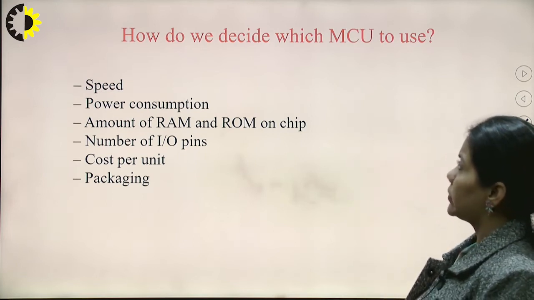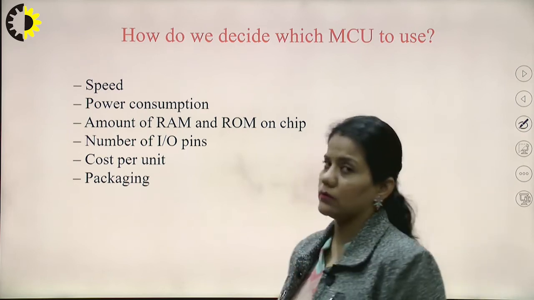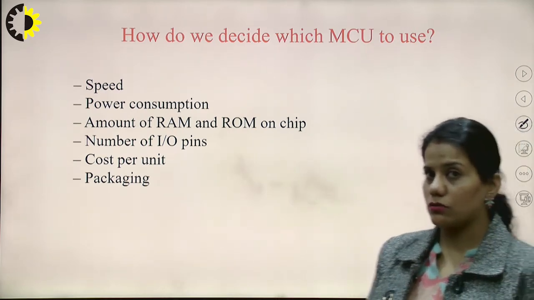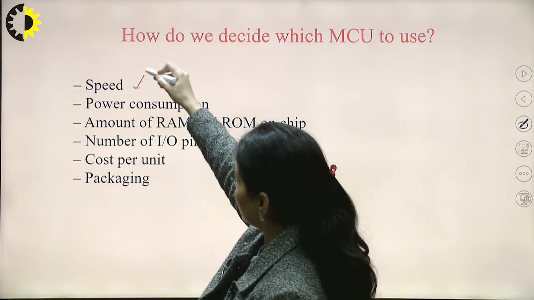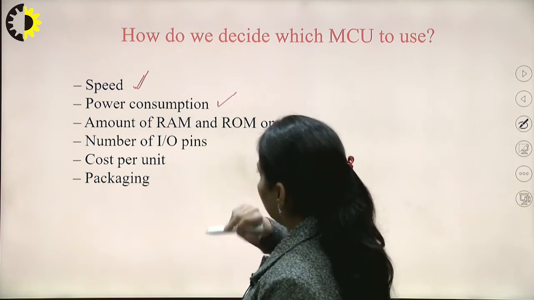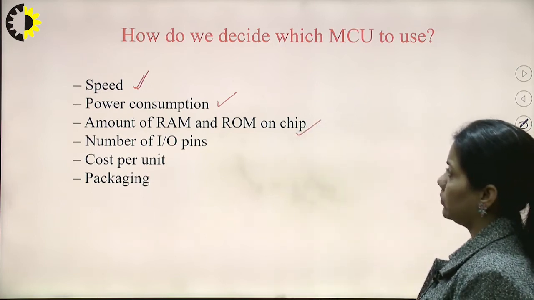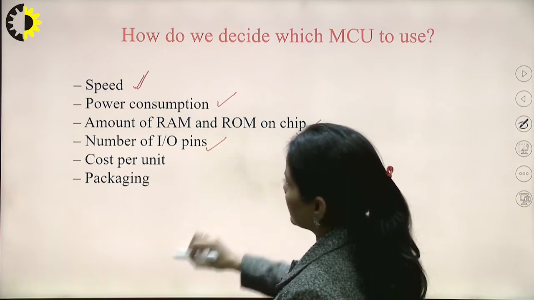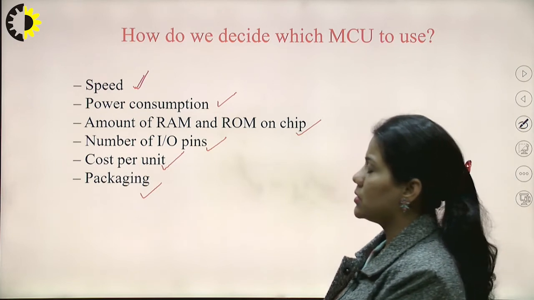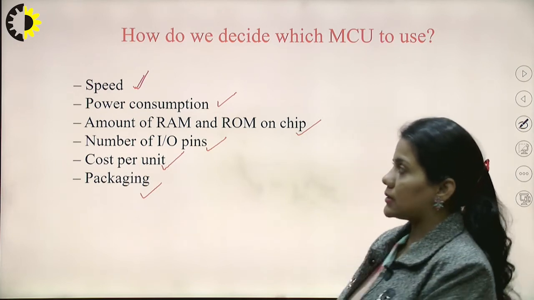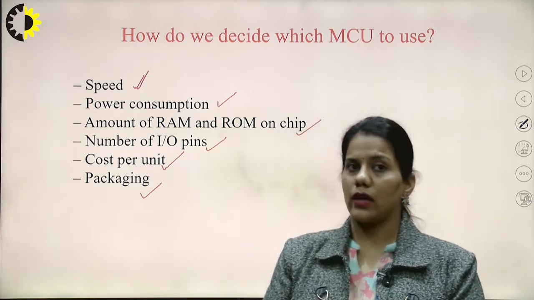So how do we decide which microcontroller to use? There are different parameters which help us in finding out which microcontroller fits our application needs. First, speed is one of the options here. Next is the power consumption. Next is the amount of RAM and ROM on the chip. Next is the number of pins, cost per unit, and the packaging. So these are the 6 parameters, and based on the analysis of these 6 parameters, we can decide which microcontroller is best suitable for our needs.